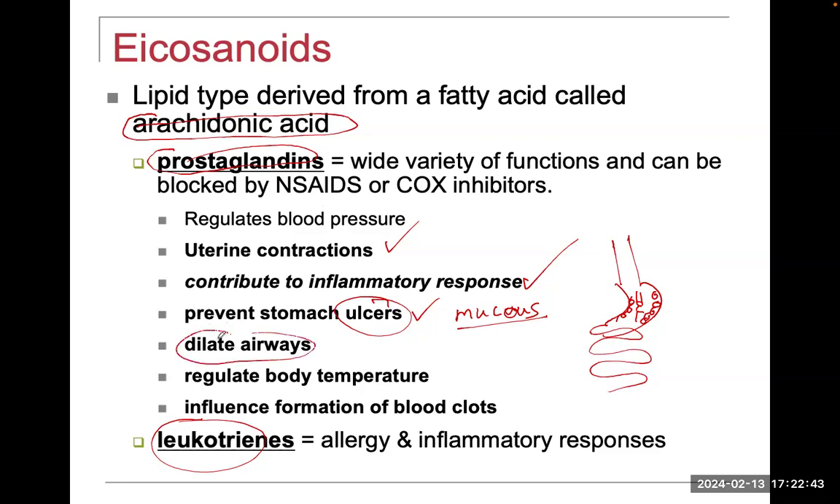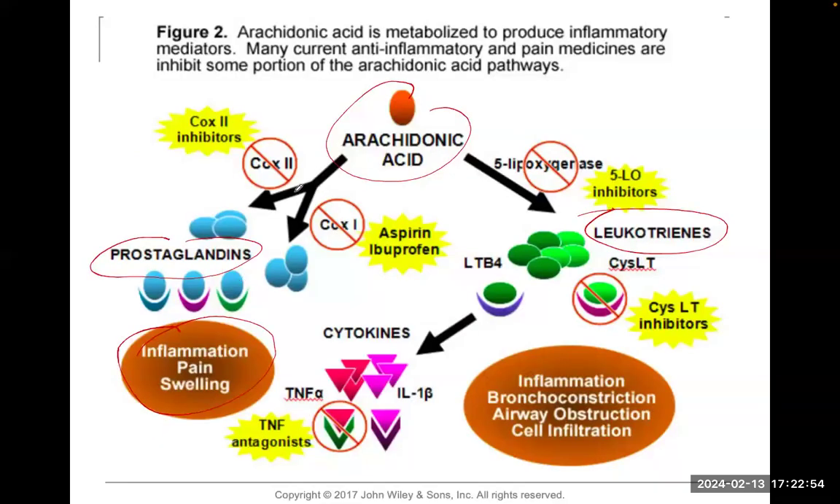Prostaglandins open up the airways, they dilate them. They're involved in temperature regulation, and they're involved in the formation of clots. That's all prostaglandins. So if we take a prostaglandin blocker like aspirin or ibuprofen, your fever will come down, a woman's menstrual cramps will come down, and so will pain, inflammation, and swelling.